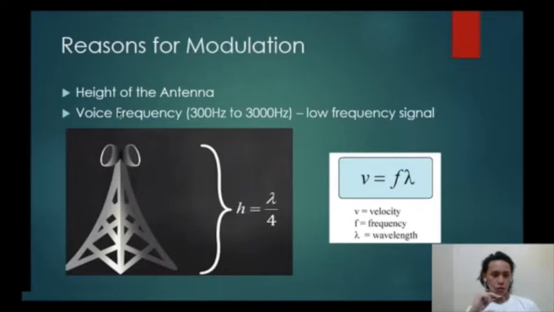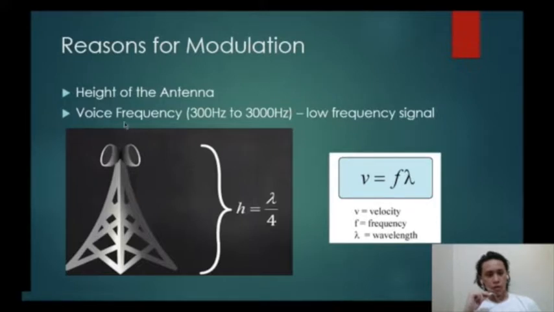So, the third reason is the height of the antenna. Engineers computed that the height of our antenna should be 1/4 of the wavelength. This is the formula for the velocity of a wave: velocity is equal to frequency times wavelength. Our velocity is constant since it is an electromagnetic wave, and it is equal to the speed of light.